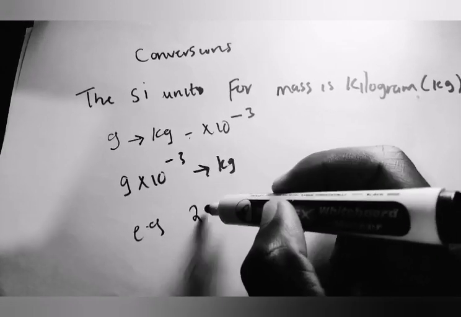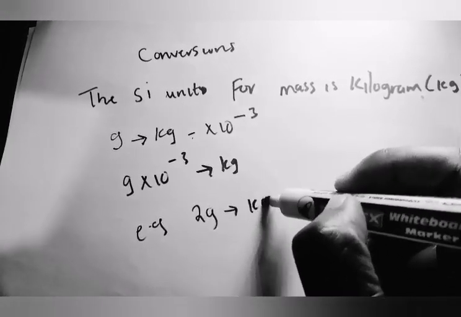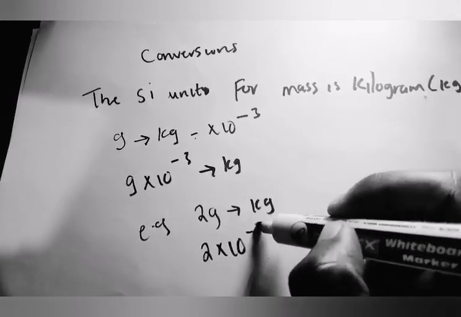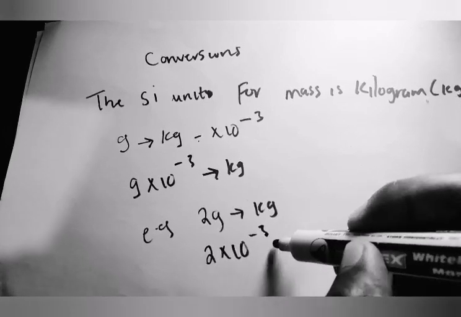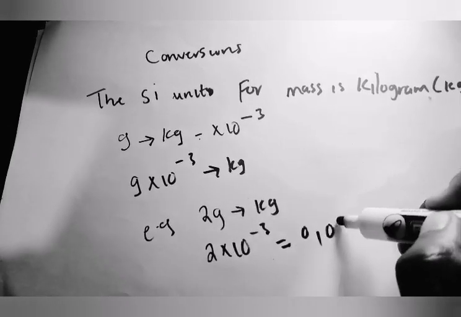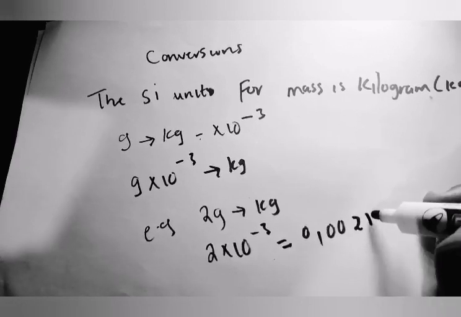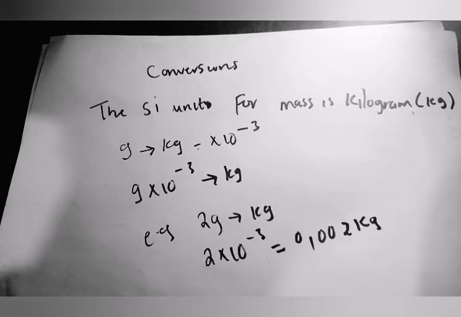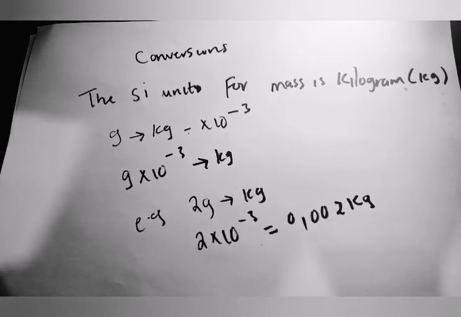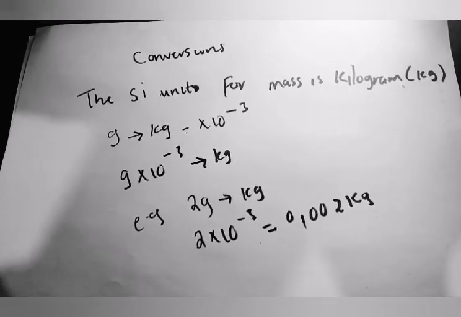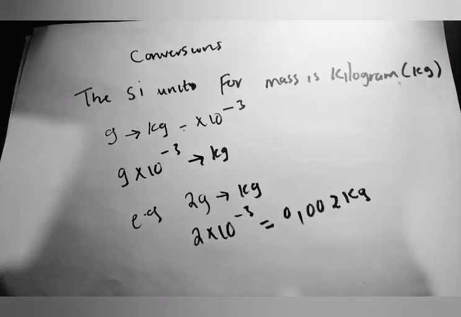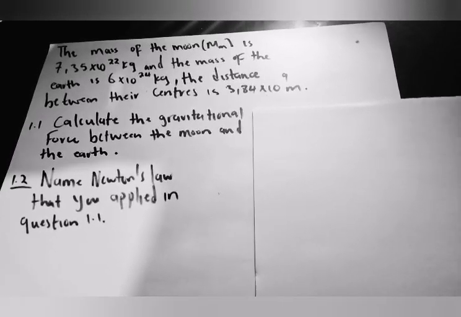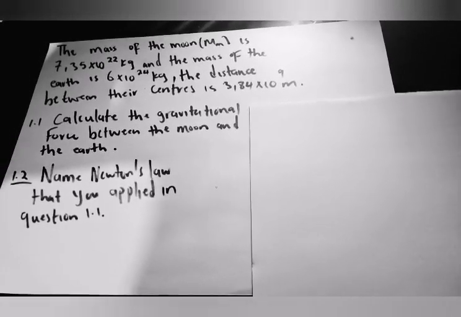For an example, we have 2 grams. Now they say convert it to kilogram, because we are not dealing with grams but with kg. So you multiply by 10 to the power negative 3 to get 0.002 kg. So this is how we convert grams to kg. Make sure that you use correct SI units.